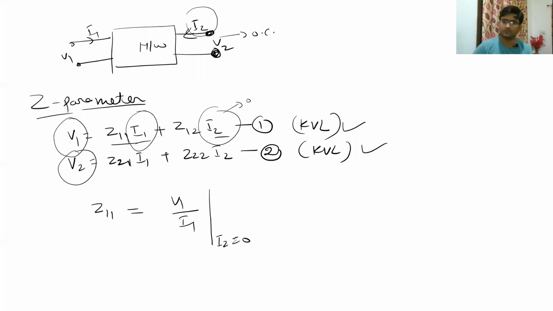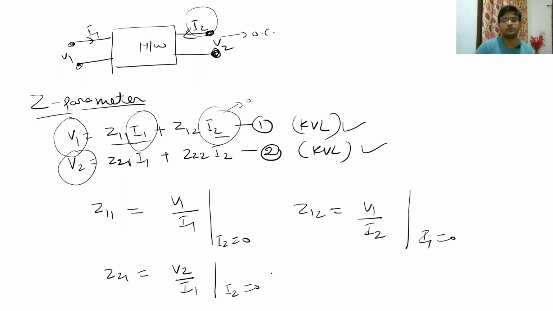Similarly, we can say that Z12 is equal to V1 upon I2 when I1 is equal to 0. In this case, we have kept the input terminal open circuit so that I1 will become 0. Similarly, we can characterize Z21 as equal to V2 upon I1 when I2 is equal to 0, and Z22 is equal to V2 upon I2 when I1 is equal to 0.